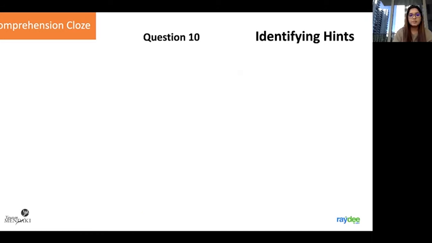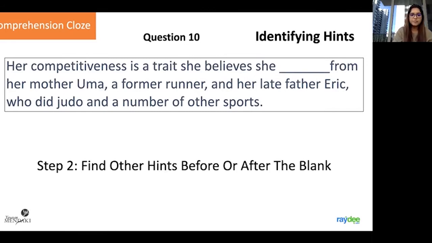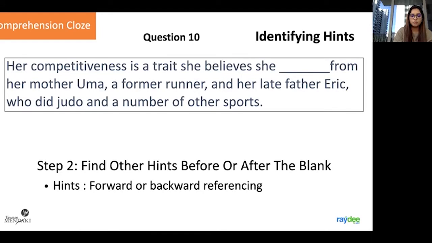Okay, now the next extract. Her competitiveness is a trait she believes she what from her mom, Uma, a former runner, and her late father, Eric, who did judo and a number of other sports. So over here, we are also going to use forward and backward referencing.